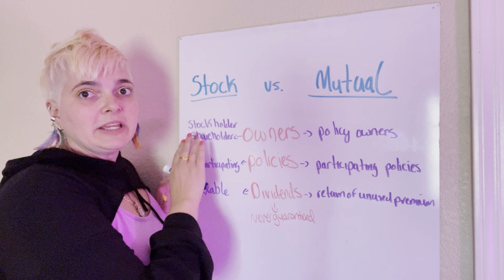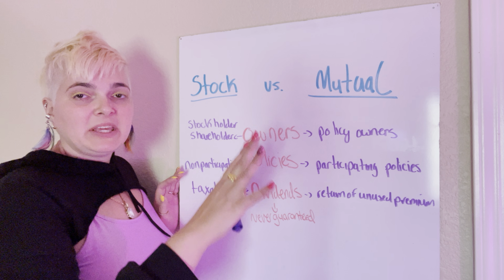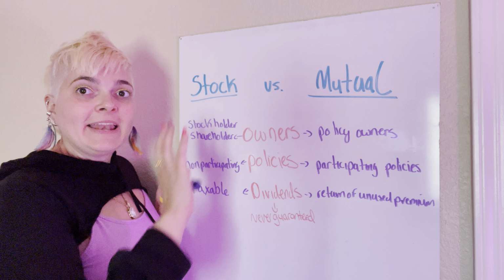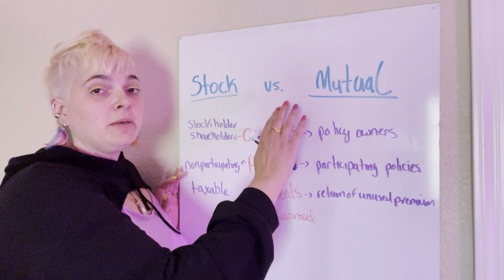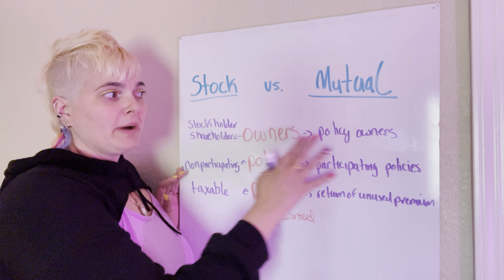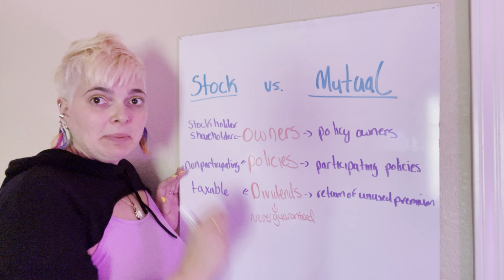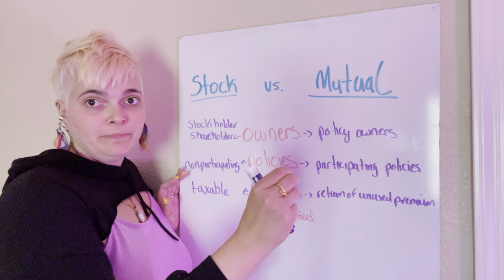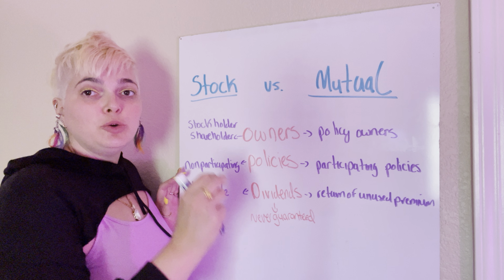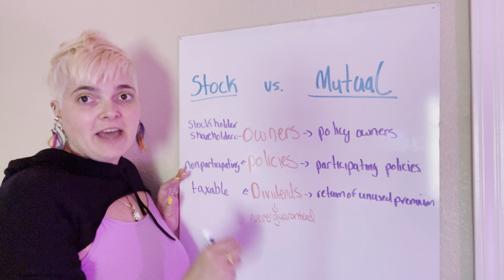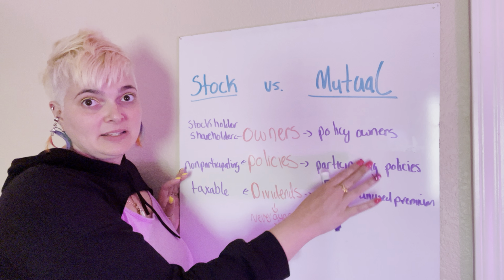A stock company is owned by shareholders or stockholders. What this means is they bought a piece of the company and they now own the company according to the piece of the company that they bought. A mutual company is owned by policy owners, which literally means by buying a policy, you become an owner. So when you buy a policy from a mutual company, you become an owner of that company. There's no pieces of the company to buy. There's only policies to buy.